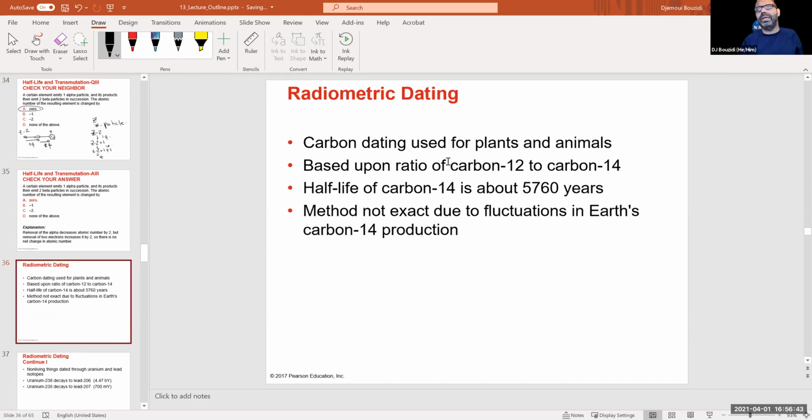Again, radiometric dating is used for plants and animals, based upon the ratio of carbon-12 to carbon-14, because of the half-life of carbon, which is 5,760 years. Obviously, this number is not an exact method, because the way that carbon-14 is produced in the atmosphere is not fixed year to year, but on average, it's a good number to use to come up with at least an approximate age of the plant, okay?